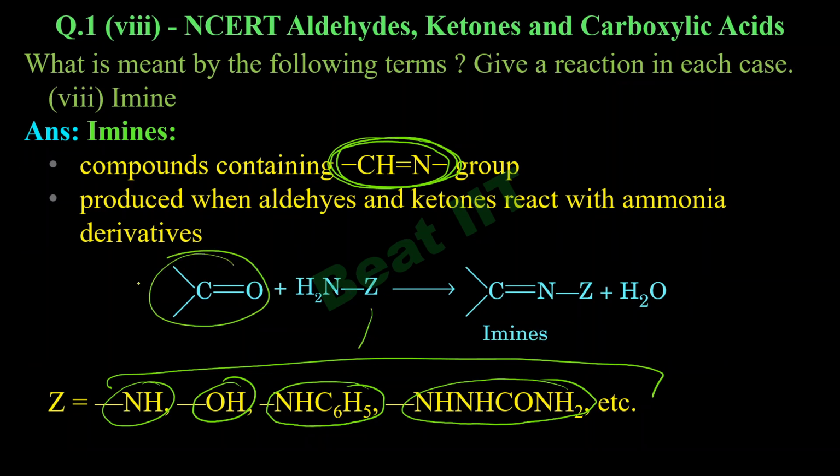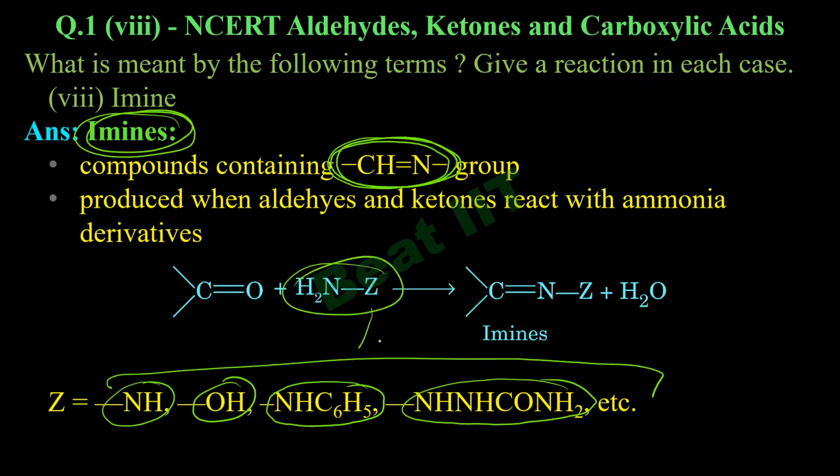So you have here carbonyl group. It can be aldehyde, it can be ketone. So imines are applicable for both, whether aldehyde or ketone. You get it reacted with ammonia derivatives. Ammonia derivatives means if you have ammonia NH3, you get one hydrogen replaced by something, that is Z, and Z can have different values here.